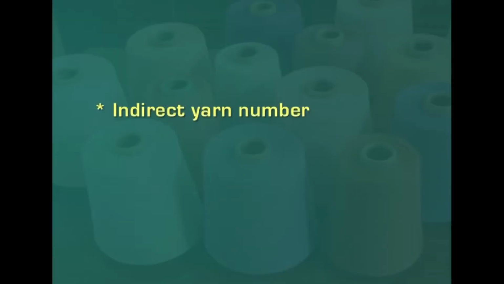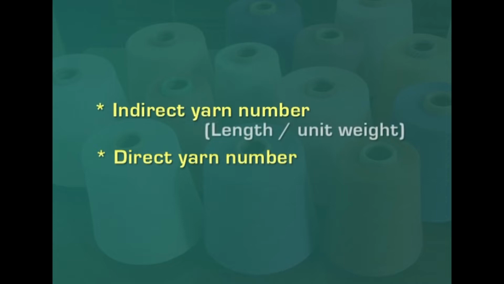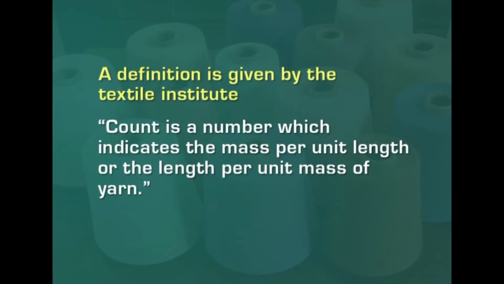So, this numerical expression is to be given in two basic ways. The first one we call the indirect yarn number and the other the direct yarn number, where one is length based on the unit weight and the other is weight based on the unit length. And it does not mean they are unique by themselves, because there is every chance to convert from one type of expression to the other.